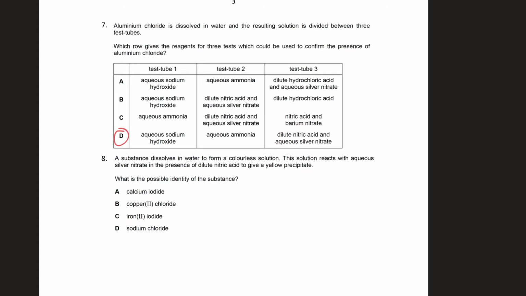A substance dissolves in water to form a colorless solution. This solution reacts with aqueous silver nitrate in presence of dilute nitric acid to give a yellow precipitate. That yellow color and this silver confirms that I have an iodide. Now, because it's a colorless solution, this also tells me I do not have a transition metal. So based on that, I can say that I have calcium iodide.